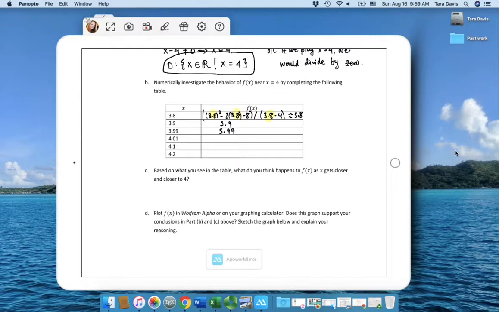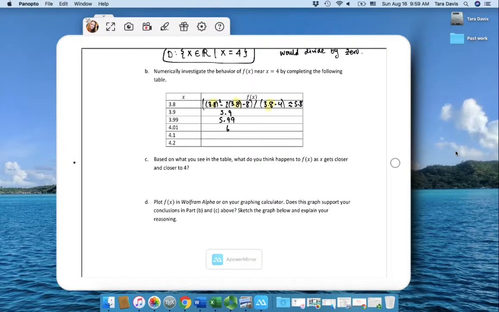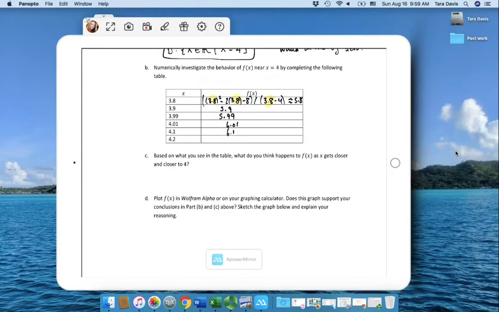So then you might be like, okay, well, what if I plug in numbers that are close to 4 and a little bit bigger than 4? So if I plug in the next three numbers, I get 6.01, 6.1, and 6.2.